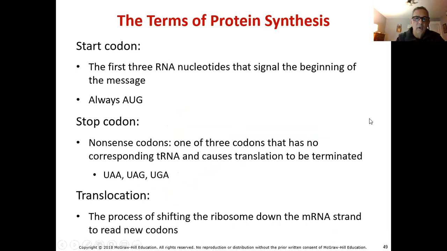The start codon is always AUG, the first three nucleotides. They start this, the beginning of the message. The stop codon, or nonsense codons, because they do not code for an amino acid, they cause the translation to be terminated. Translocation is that process of shifting the ribosome down the message RNA strand to read new codons.